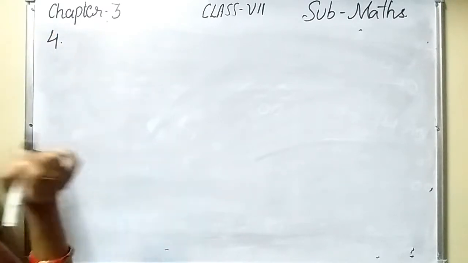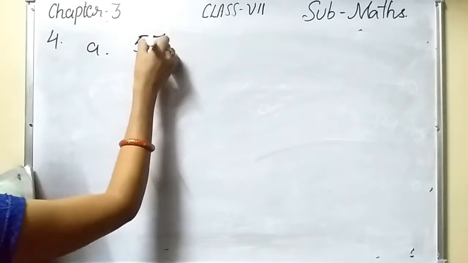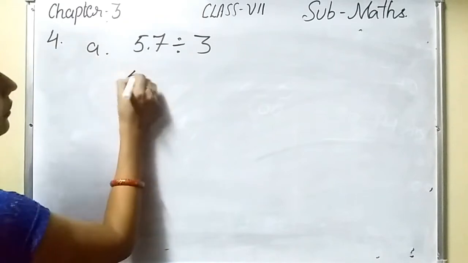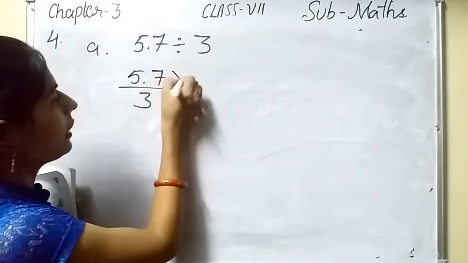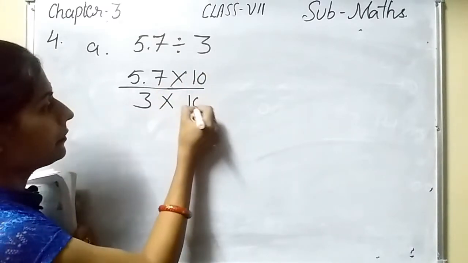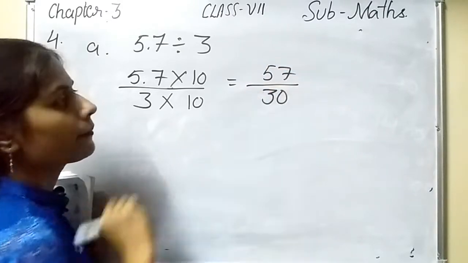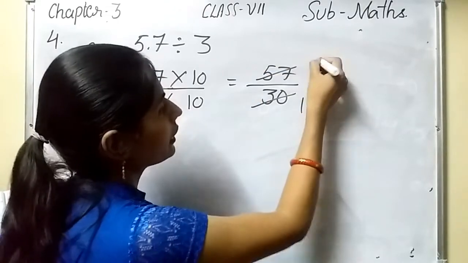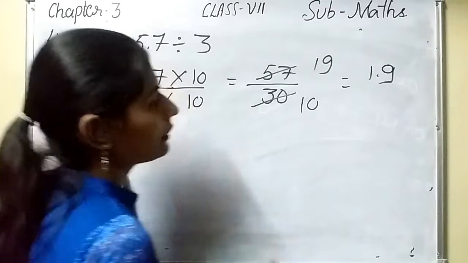Find the quotient of the following. Similar questions are there. Question number A: 5.7 divided by 3. When you remove the point, you multiply by 10, so multiply the denominator also by 10. Here you will get 57 by 30. Now divide it by 3: 3 ones are 3, 3 threes are 9. Its answer is 1.9.